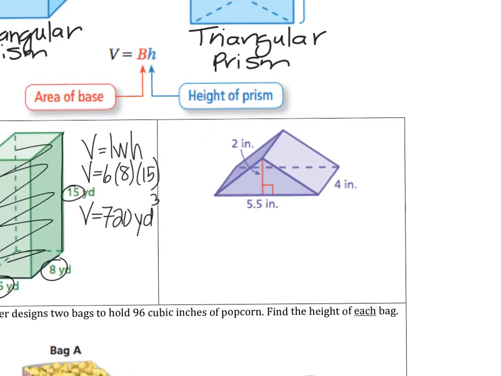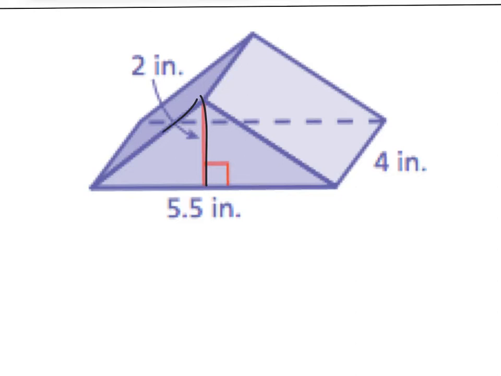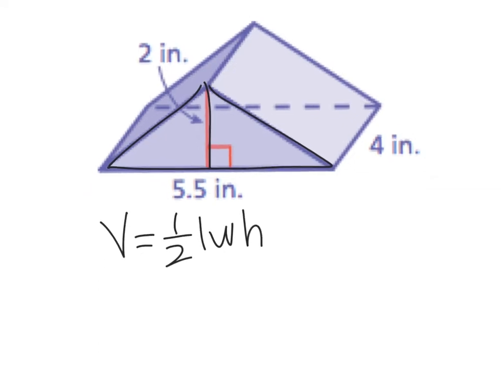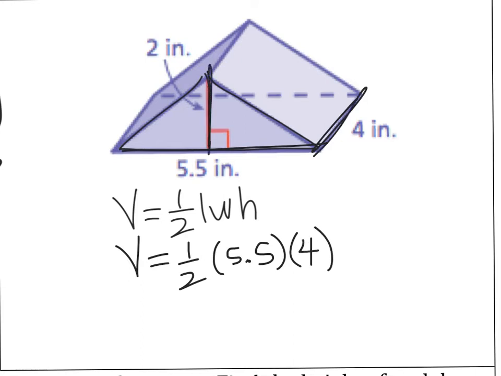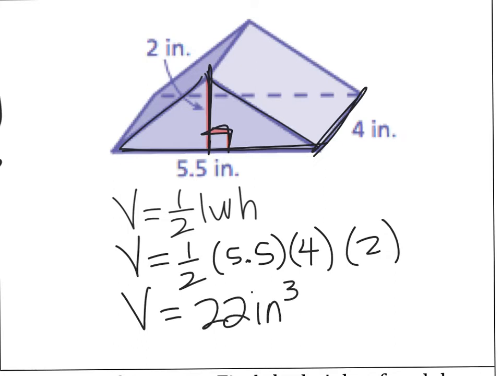Okay, so then this one, the base, you can see it right here, is a triangle. So this one is going to be 1/2 length times width times height. So in this case, 1/2, my length is 5.5, so times 5.5, times my width is 4, and my height is labeled with that perpendicular angle there is 2. So I'm going to multiply all the way through, and I'm going to get 22, and this is inches cubed.